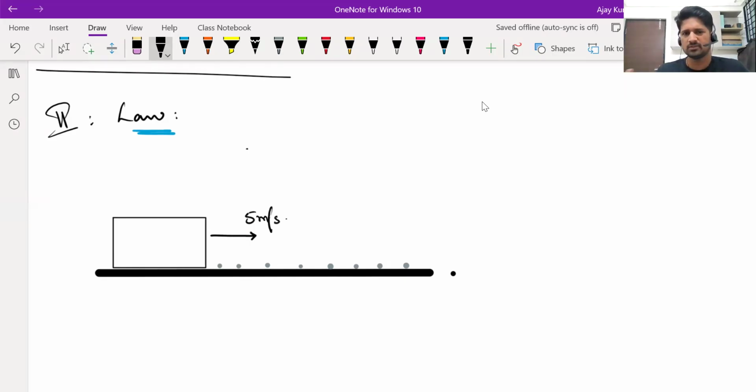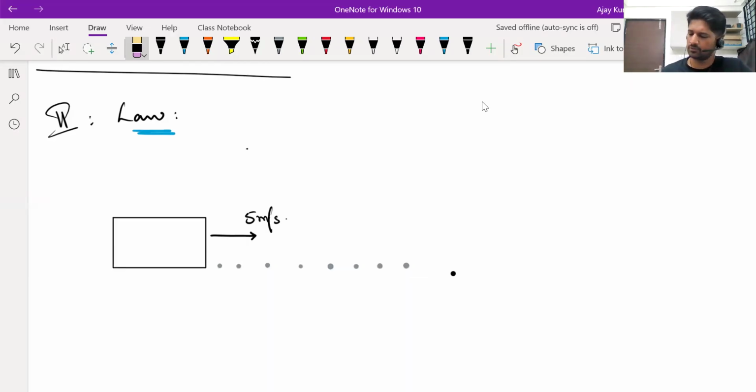Now we know this object is going to slow down and stop. If you need to maintain that speed, tell me how to make the block maintain that speed. So if no force acts on it, it will maintain its speed. Okay, no force.